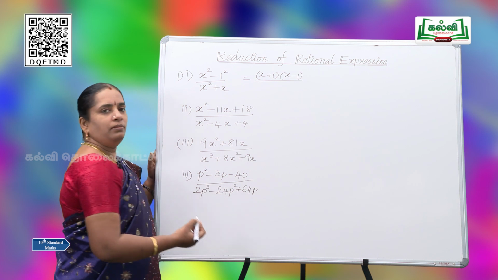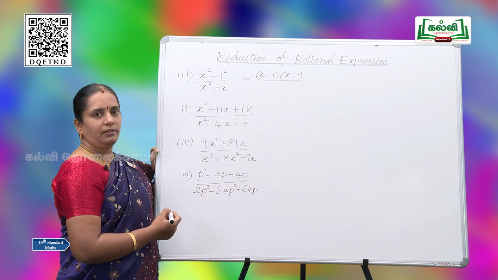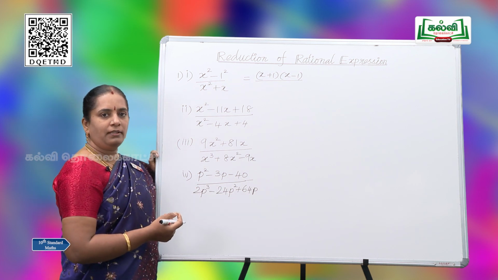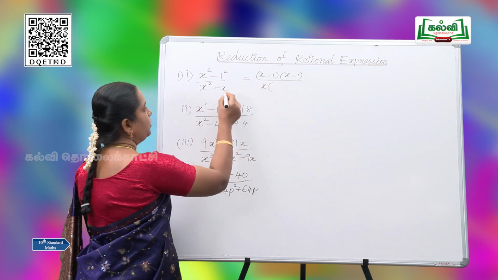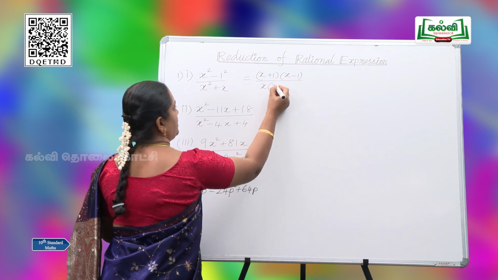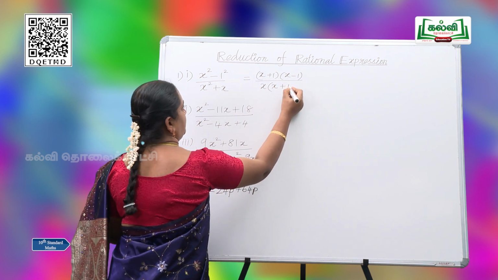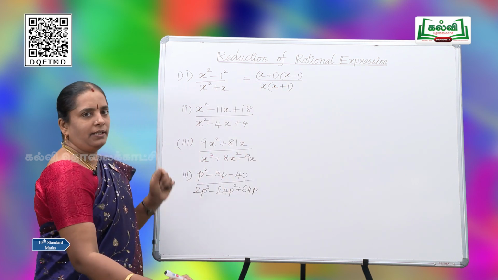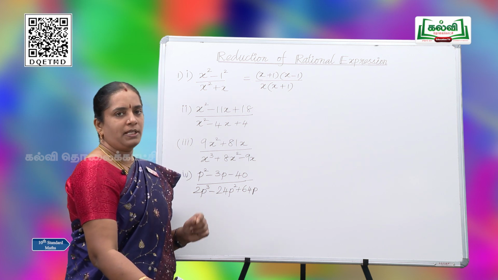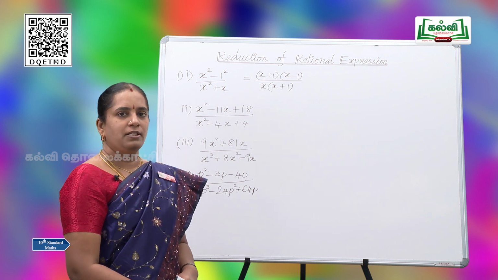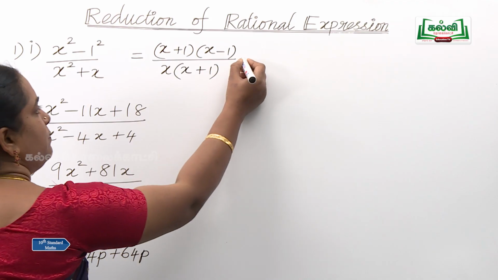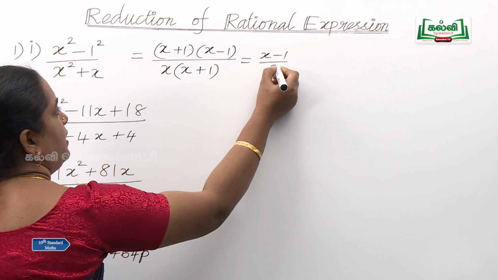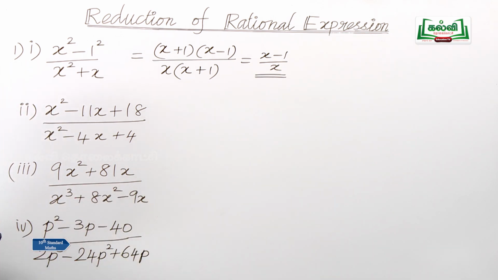Yes. Can you factorize this denominator? What is common in the denominator? Yes, x is common. So, we can take out x from both the terms and write as x plus 1. In the numerator and in the denominator, we have x plus 1 as a common factor. So, cancelling those two terms, we will be getting x minus 1 by x. So, this is the reduced form.